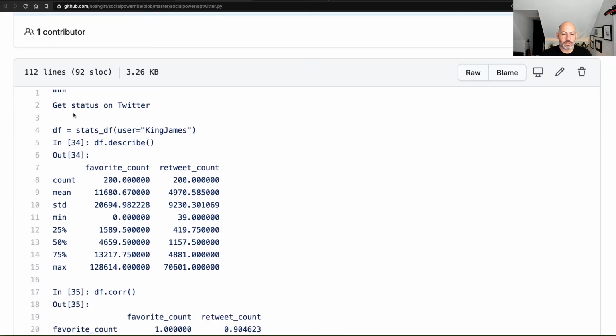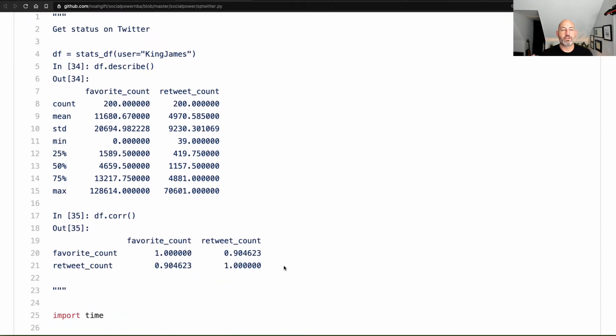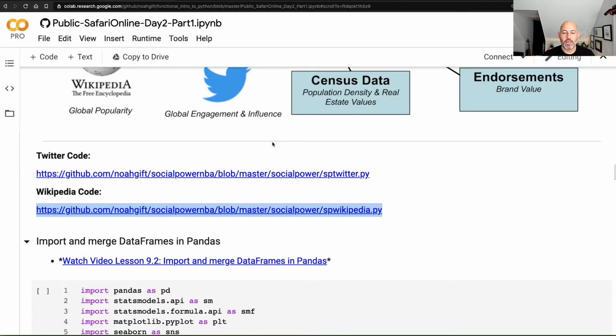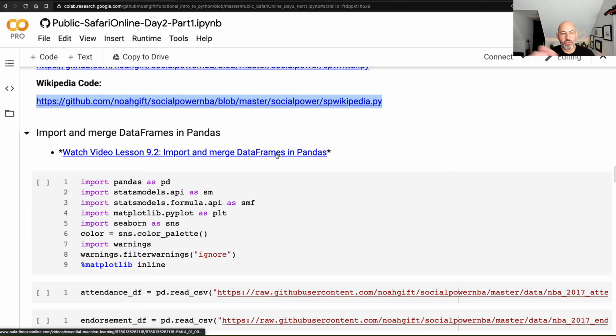So I wrote a function that goes through and uses the Twitter API to get the information about LeBron James. So, how many people are following him, how many people are retweeting his comments, and then you can see you can start to do descriptive statistics. Again, I don't know exactly yet what I'm trying to find, but I first need to collect the data in a way that's easy to pull into a data frame. Once I've done that, then I start to merge the data frames together.